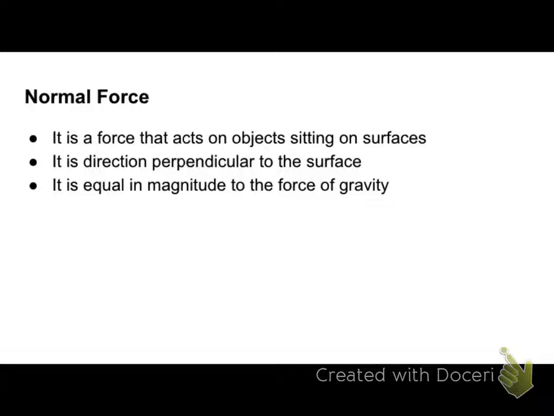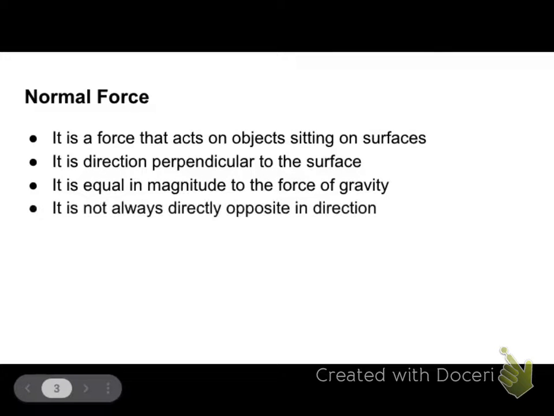So the normal force is responsible for the fact that you sit down on that chair and you do not continue to move downward. It balances the force of gravity. And if the surface is parallel to the surface of the Earth, then that force, the normal force, will be in the opposite direction to gravity. However, surfaces aren't always exactly parallel, so it's not always directly opposite.